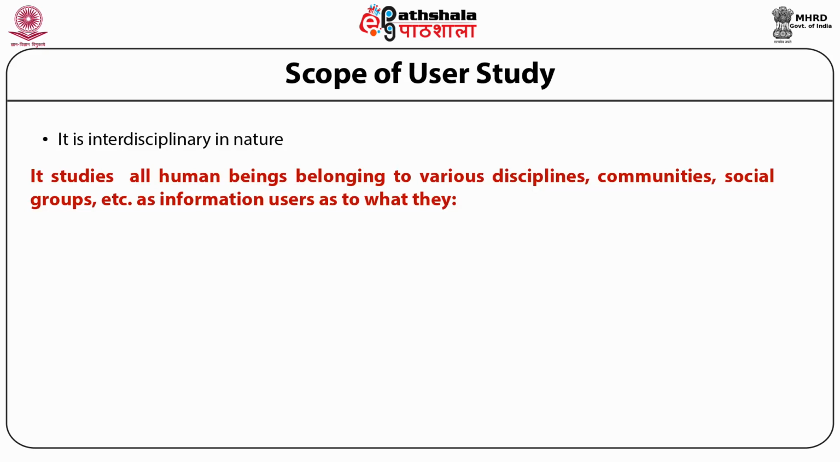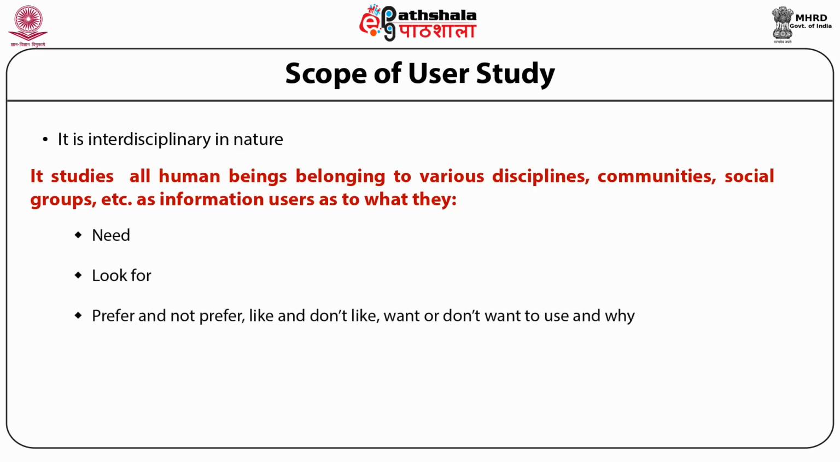communities, social groups, etc., as information users, as to what they need, what they look for, what their preferences are, what their likes and dislikes are, what they would like to refer to, what they like to use, and also the study should cover the purpose of usability, the circumstances behind a particular information behavior of the users, why they use information, for what purpose they use information. This is also included in user study.